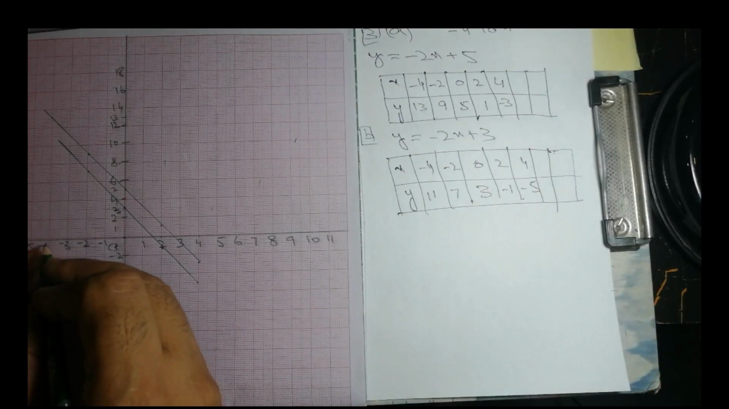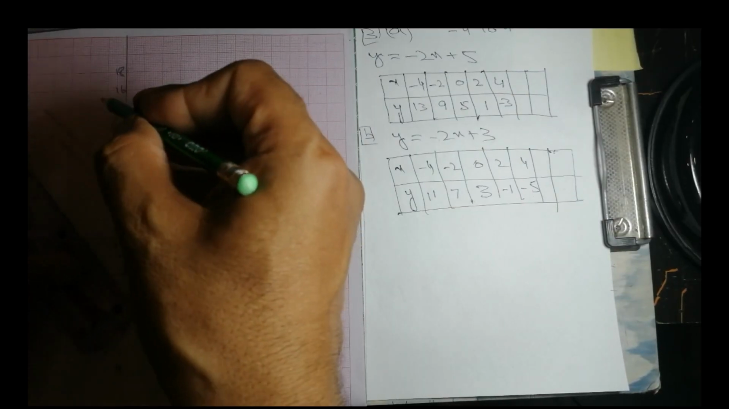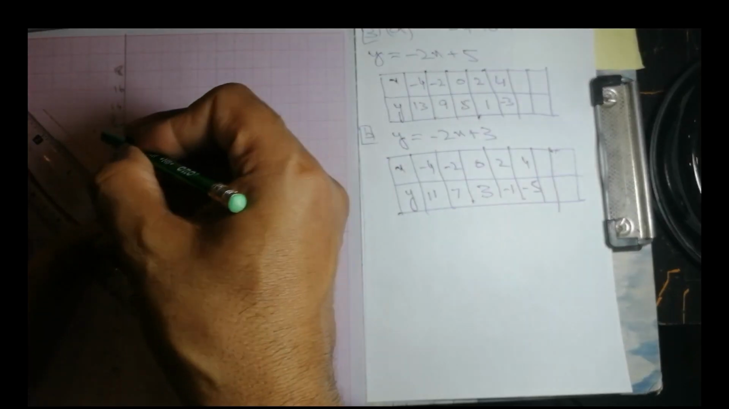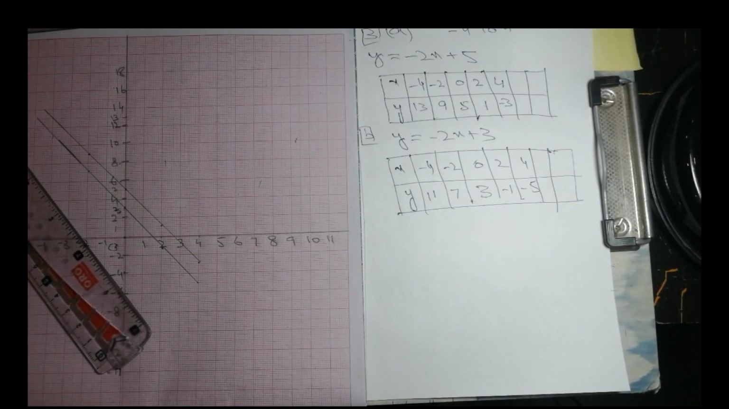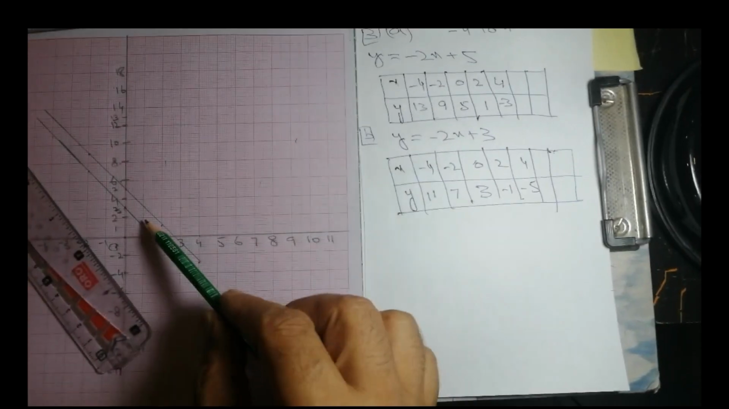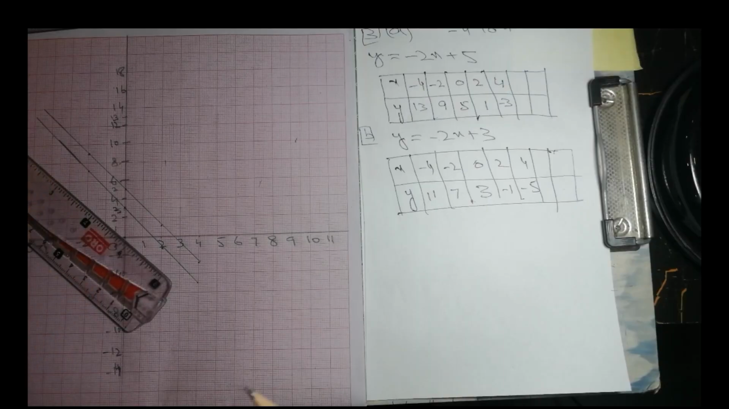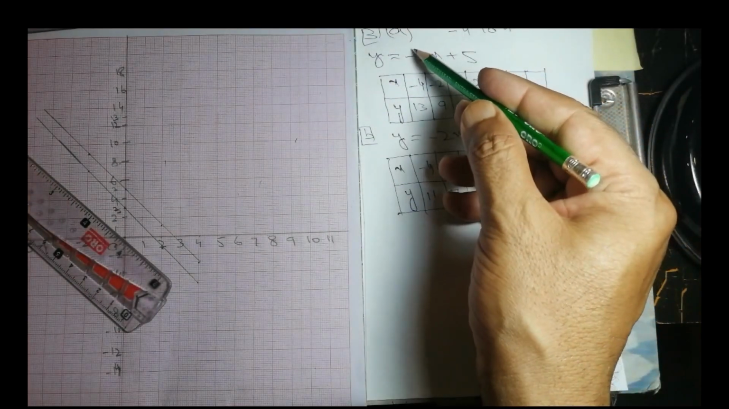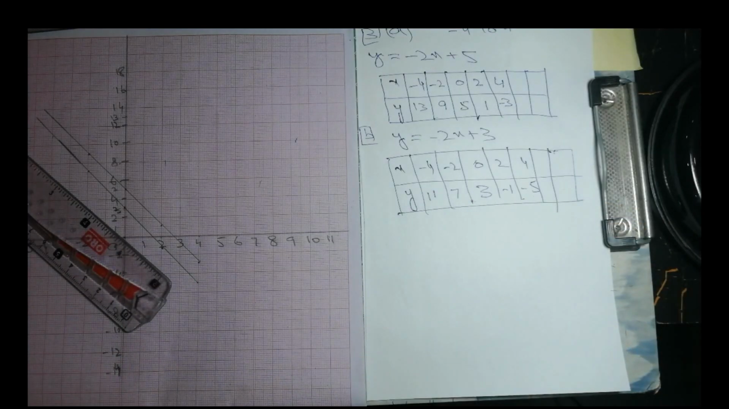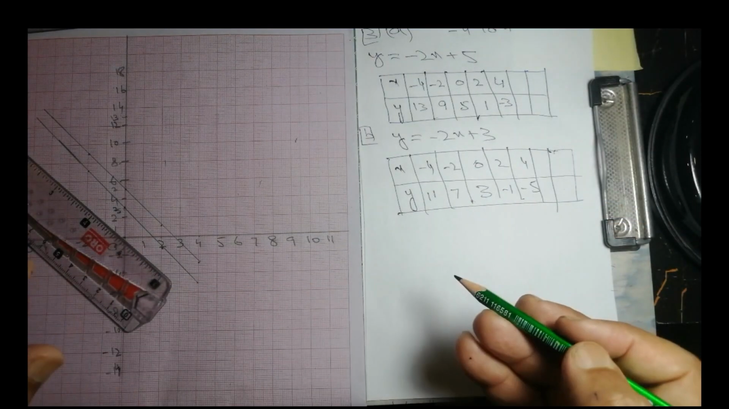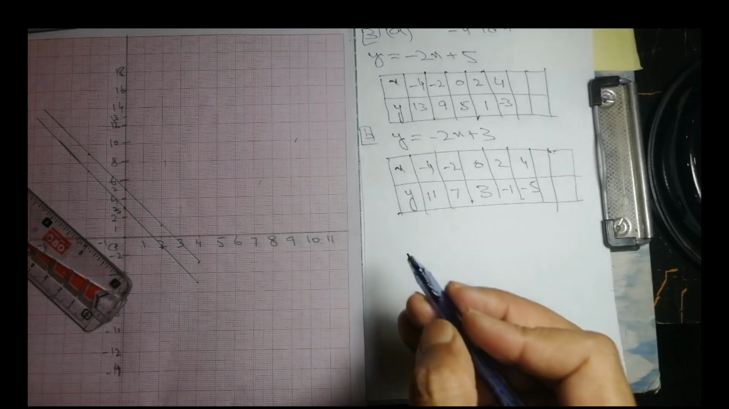Minus 4 and 11 is this point. And if we extend the line, you will see that these lines are parallel, because the slope is the same. If the slope is the same, then the lines will never intersect. And we draw one more line.